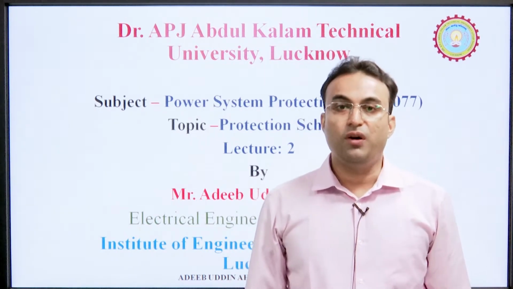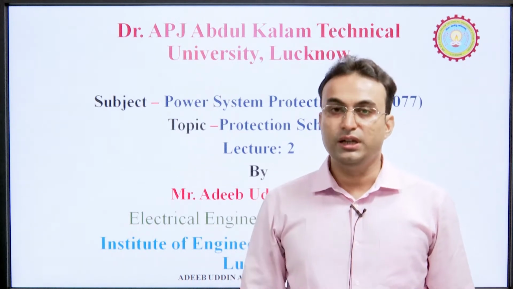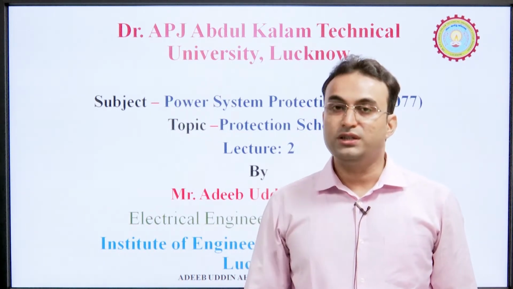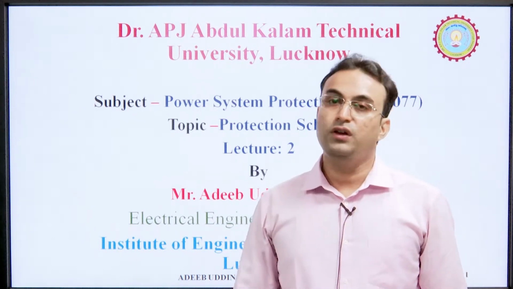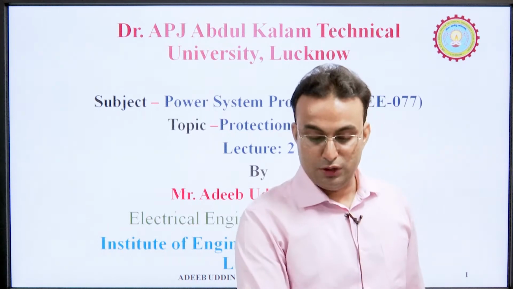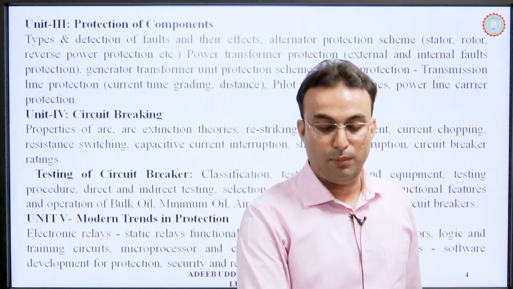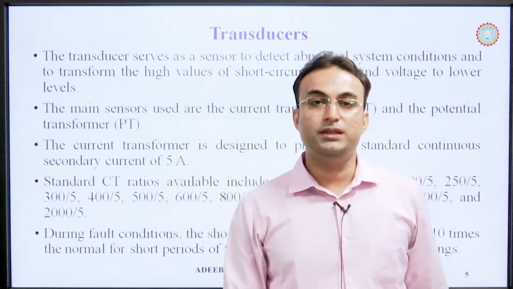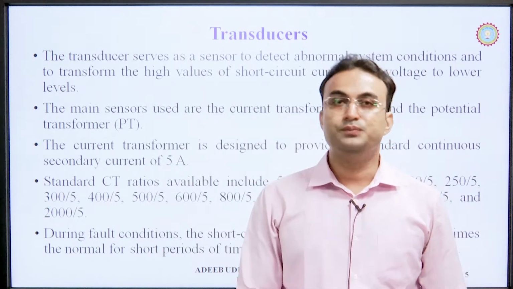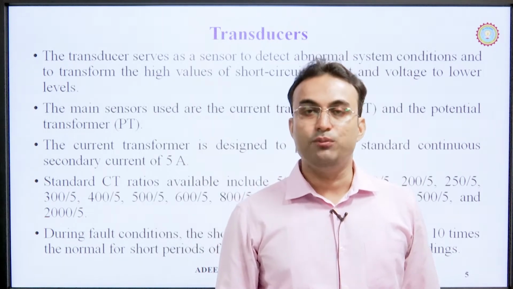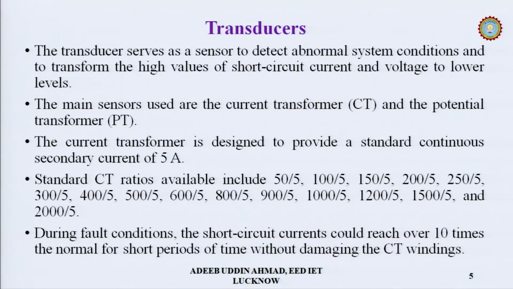The power system protection has 3 main components. The first component, the circuit breaker, we already discussed. Now in this lecture 2, we will discuss the second component, that is the transducer. The transducer basically serves as a sensor to detect abnormal conditions, or to transform high values of short circuit current and voltage to lower values.